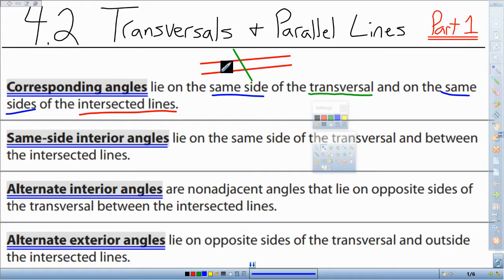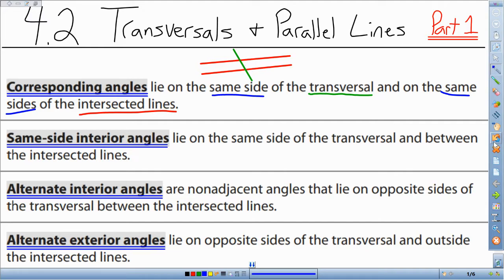So here's an example of corresponding angles. This angle and this angle, both on the left side of the transversal, both above their parallel lines. Here's another example of corresponding angles. This one and this one, both on the right side of the transversal, both below the parallel lines. That's what it means to be corresponding angles. You do not have to immediately know this. We're going to be learning this as we go through this lesson.